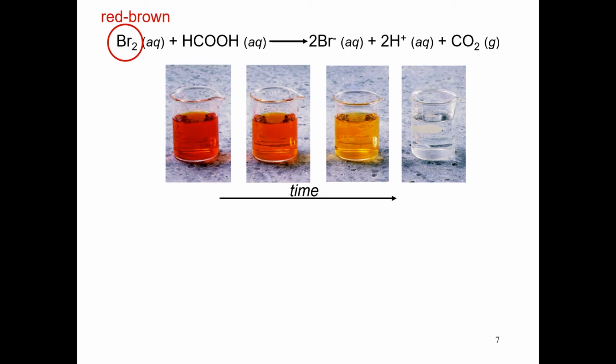Now, why is this useful? Well, you could describe this qualitatively and call the first beaker with solution here dark and the last one here colorless, and just make qualitative descriptions over certain time intervals. But in this case, we can actually quantify this by using a technique called spectroscopy.